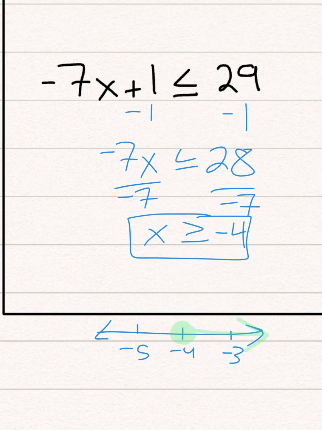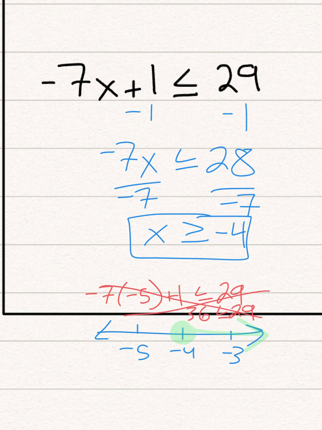Now the original inequality was less than. If we kept this as a less than, then negative 5 would have made the inequality true. Let's plug in negative 5 to see if that would make it true. If I had negative 7 times negative 5 plus 1, I would have positive 35 plus 1 is 36. 36 is not less than 29.